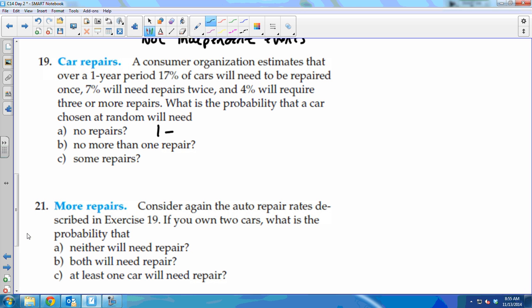Right. So 1 minus the probability of repairs in general. So that's 1 minus (0.17 plus 0.07 plus 0.04). Does that one make sense? Questions on it?